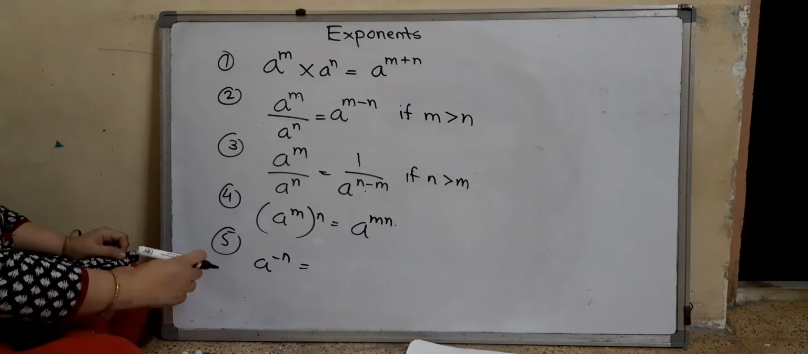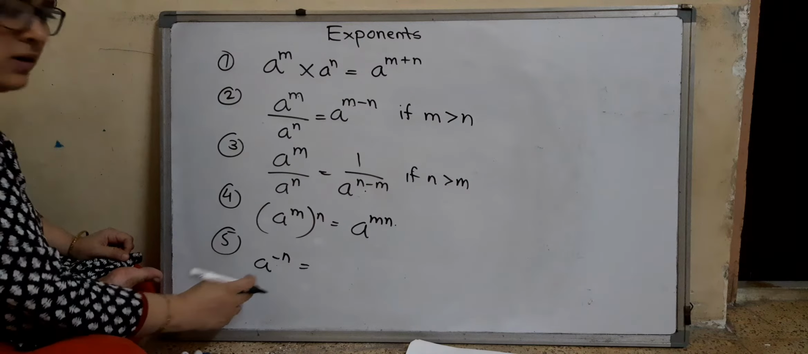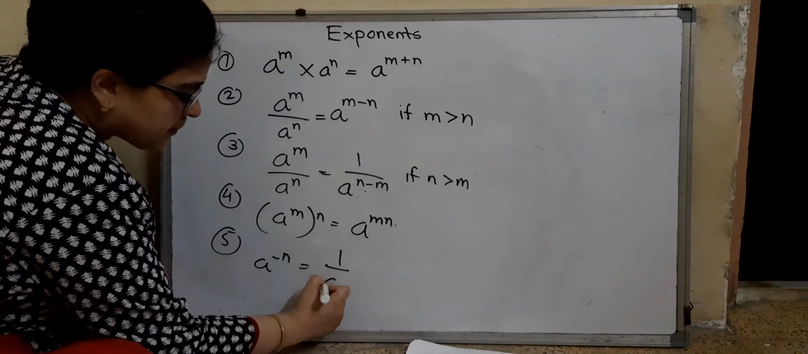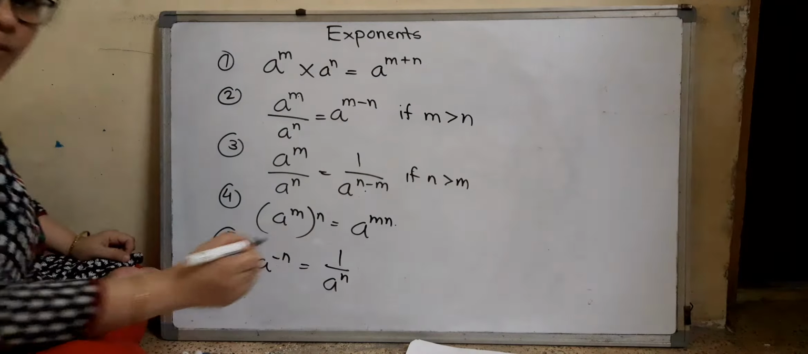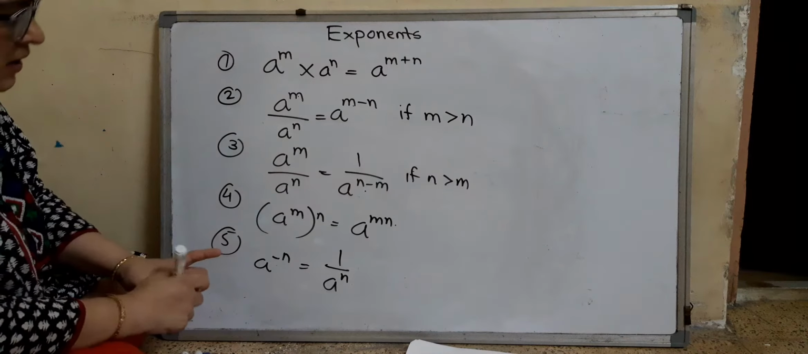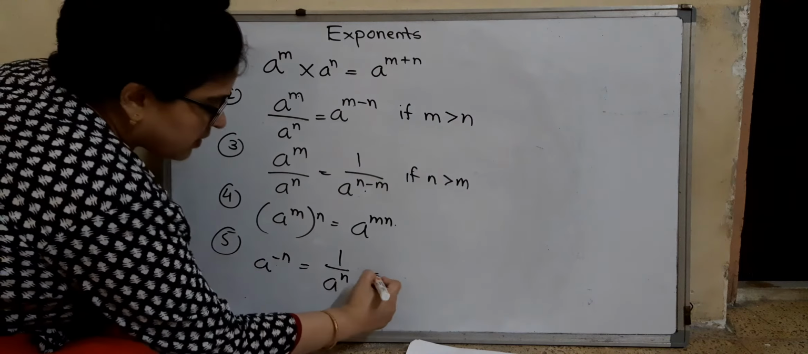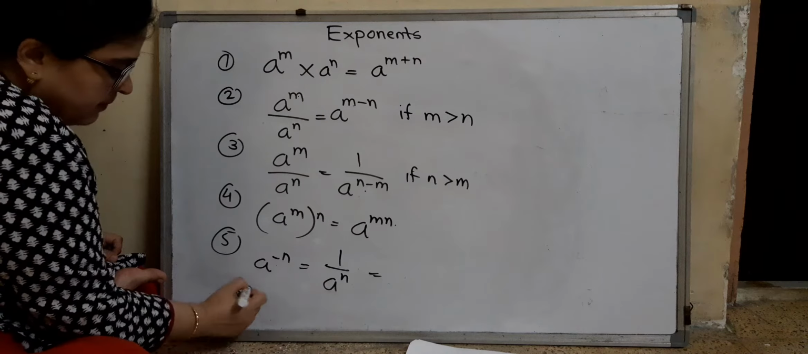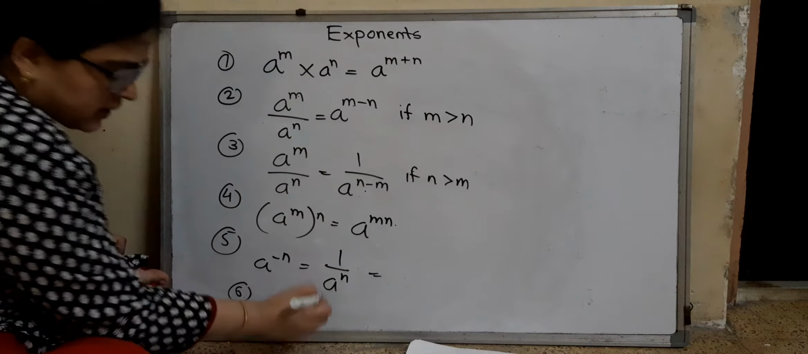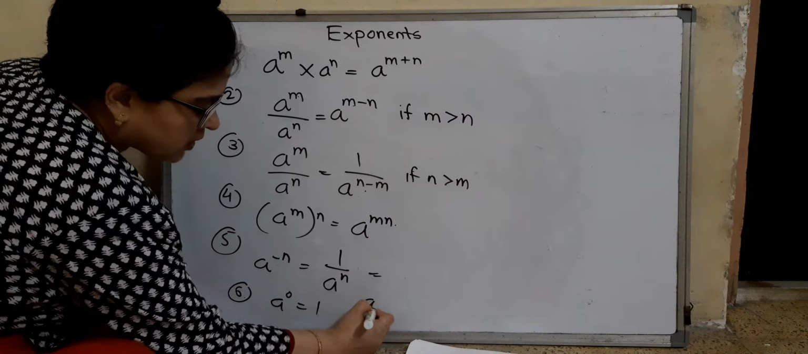Then fifth one, a raised to minus n. When there is a negative power, we should take the reciprocal and the power will become positive. These are all the rules. And the sixth one, anything raised to 0 is always 1, provided a is not equal to 0.